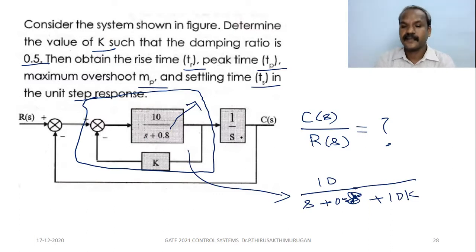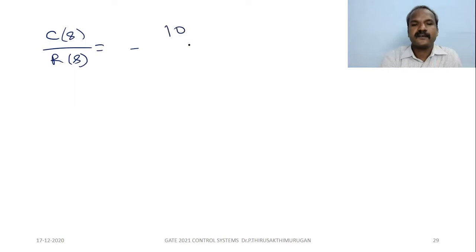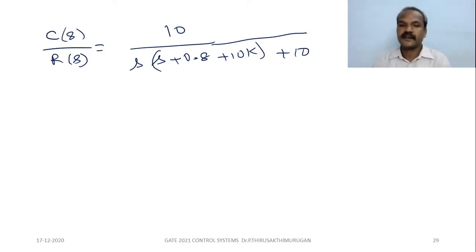Then into 1 by S. That will be the inner loop. Then again you have to apply a unity feedback control system. So you will be getting C of S by R of S equal to 10 divided by 1 by S into S plus 0.8 plus 10K plus 10. This is a very simple, easiest way of writing this.